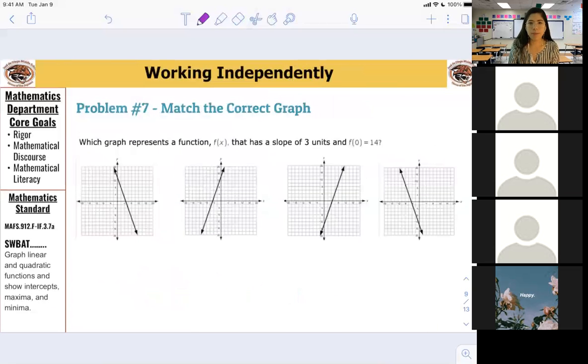All right, problem 7. This one is a challenging one, because it asks this question in a weird way. This is saying which graph represents a function, f of x, that has a slope of 3 units and f of 0 equals 14. Okay, what do you guys think? What can I at least start out with?